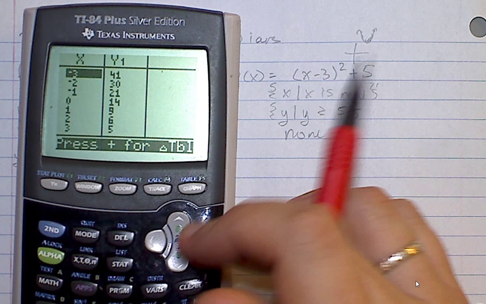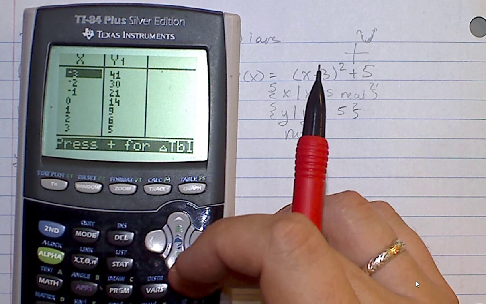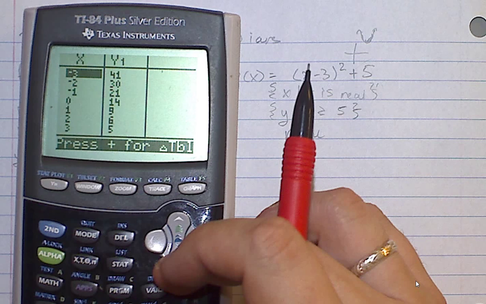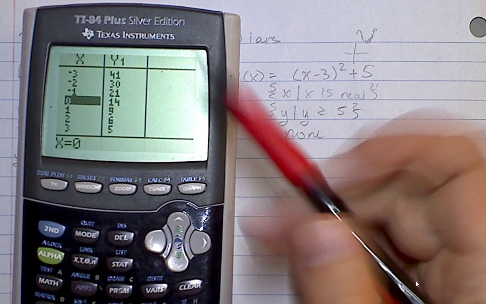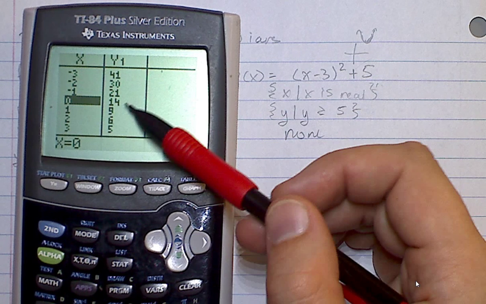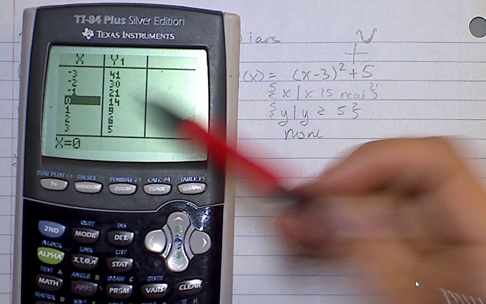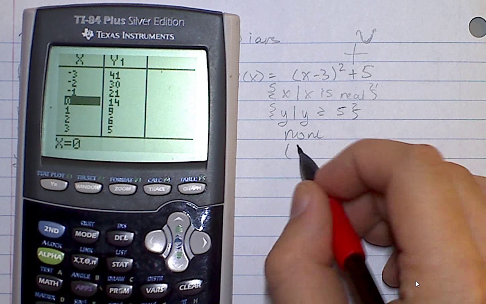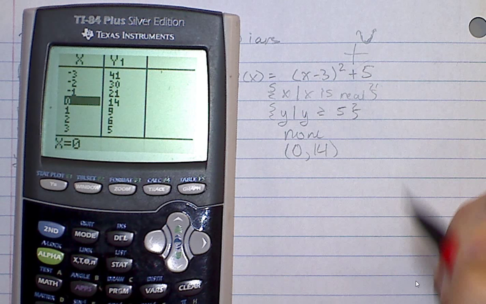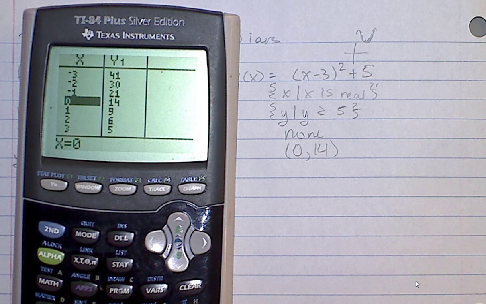Now the y-intercept is the y value when x is 0. So if I go down to 0 on x, the y value is 14. So that means the y-intercept is the point 0, 14. Does that make sense how I just did that?